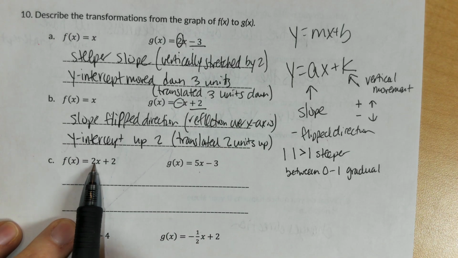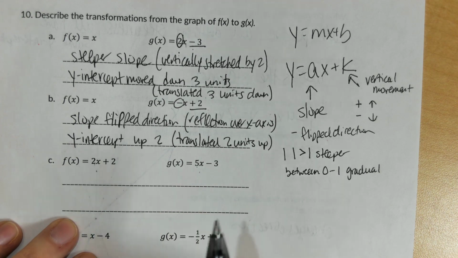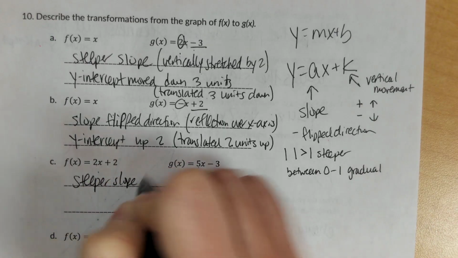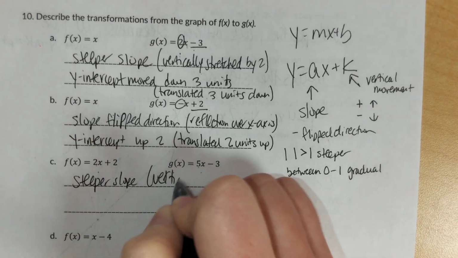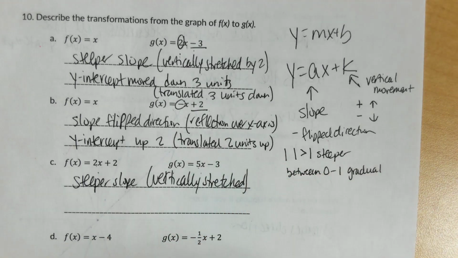So it's going from a 2 to a 5 slope. So it's not changing direction, but it is getting steeper. So we're going to say this is being vertically stretched yet again. Okay, it's a vertical stretch.